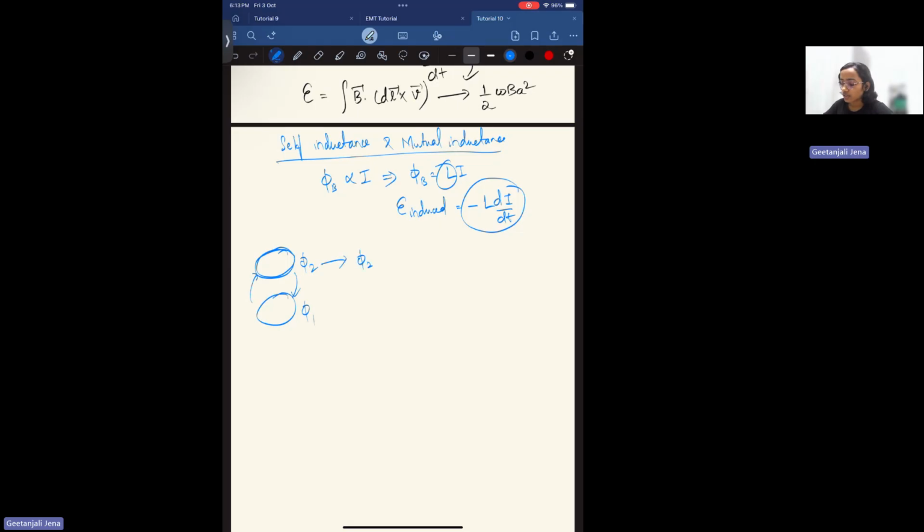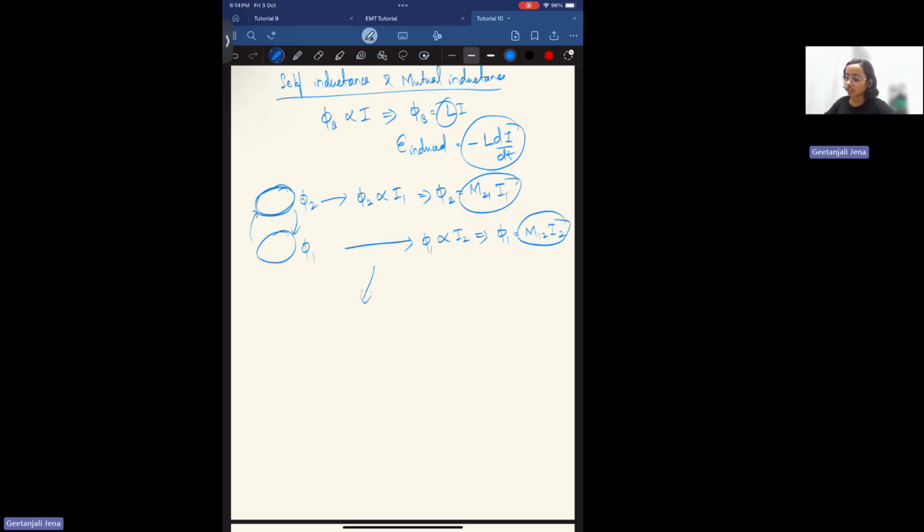So phi 2, the flux through coil or loop 2, is directly proportional to the current through the first system or the first coil. That means you can write phi 2 as M21 I1. And similarly, phi 1 is directly proportional to I2, and we have phi 1 is M12 I2.